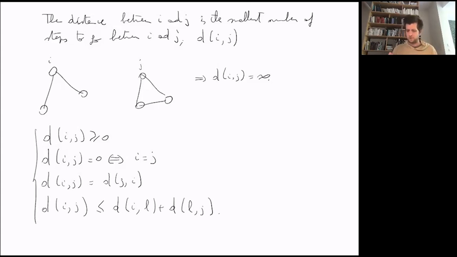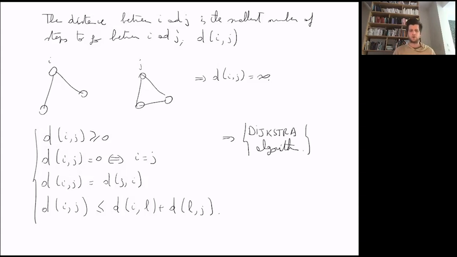Now, in order to find the distance, you need to find the shortest path between two nodes. Luckily, there is a very efficient algorithm to find the shortest path between any pair of nodes in a graph, which is called the Dijkstra algorithm, which is again a very classical result from graph theory. And I encourage you to go and have a look in the course of graph theory to discover what this Dijkstra algorithm is.